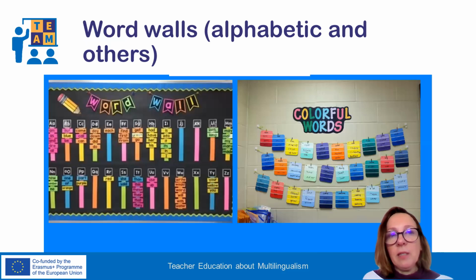Another similar example is a word wall. So a wall with words, and these words can be ranked and categorized alphabetically. Look at picture 1. Picture 2 includes a different kind of categorization. Here is a wall with words in different colors. Each color represents a different part of speech. So the red ones may be nouns, the blue ones may be adjectives, the yellow ones may be verbs, depending on what the teacher chooses to do. And of course, the word walls may contain words categorized in different ways. It all depends on the creativity of the teacher and on the target of the lesson.